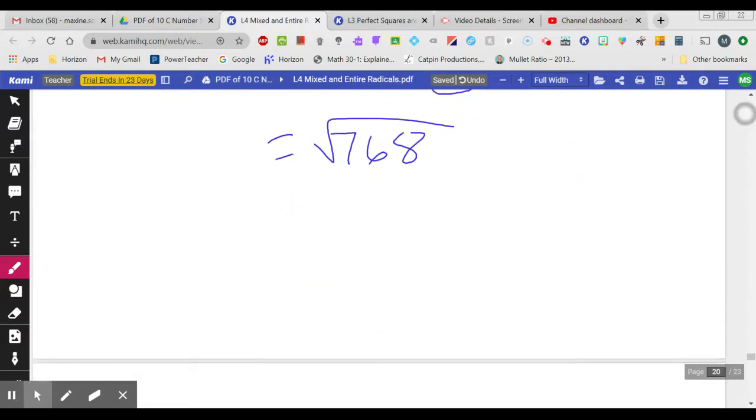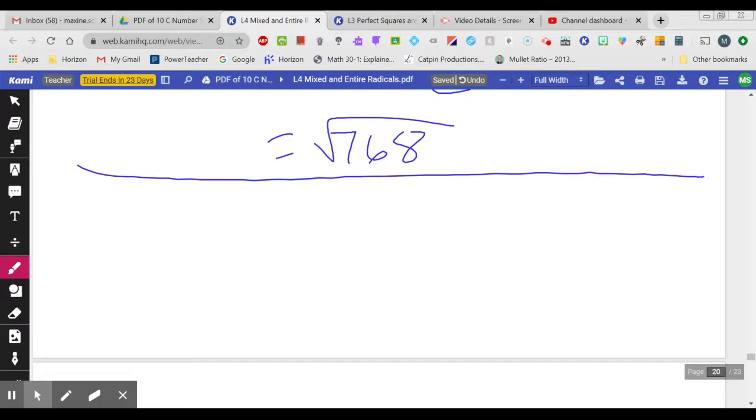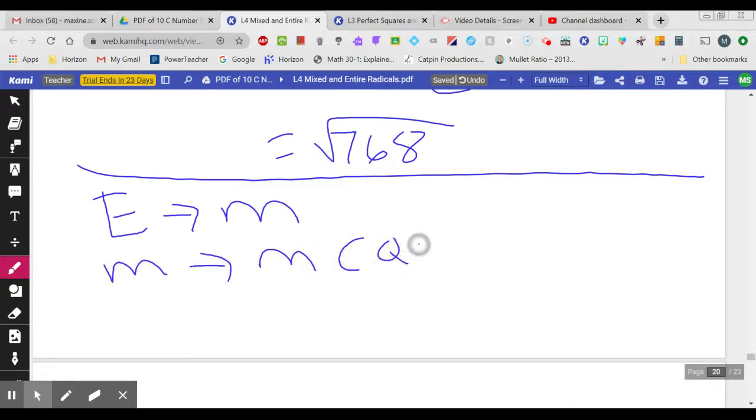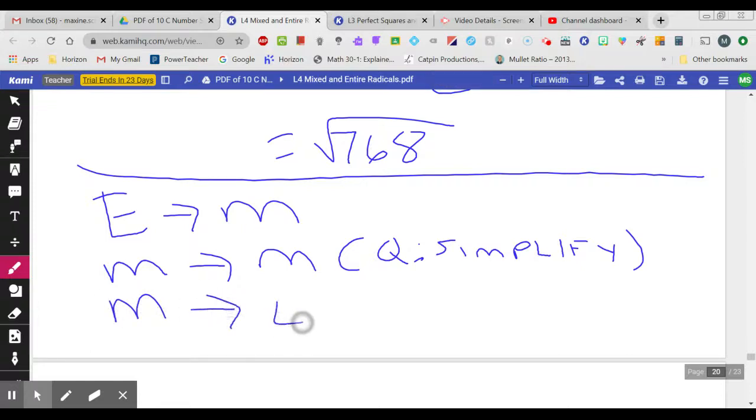What I need you to remember with this stuff is I need you to be able to go from entire radicals to mixed radicals. I need you to be able to go from mixed radicals to mixed radicals. Remember, these questions will just say simplify. They won't say mixed to mixed. And then the last one is going from mixed back to entire. These ones will just say that. Okay? These ones will just say simplify.